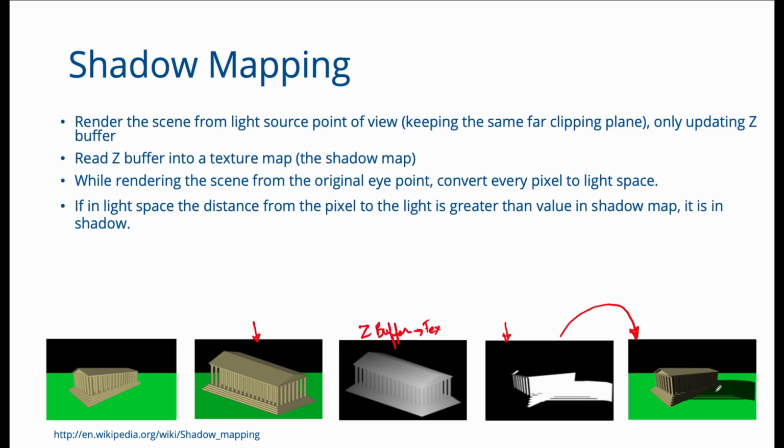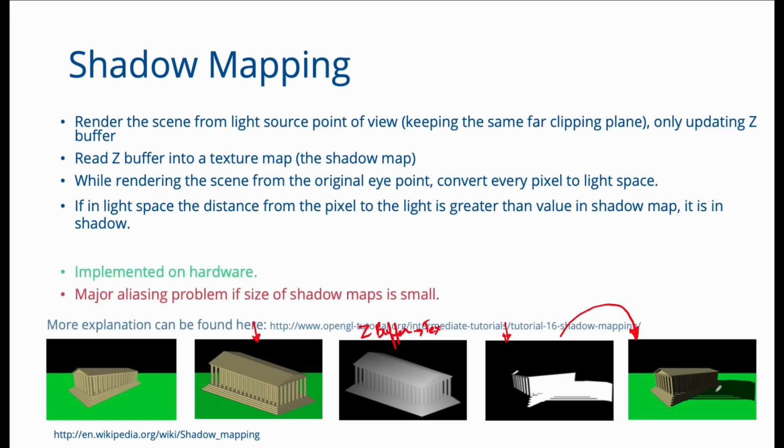This is a very fast algorithm, even though it uses 2 rendering passes. And you can also scale it for multiple light sources. You simply have to repeat this process for every light source separately. This is fast because it is implemented on hardware.